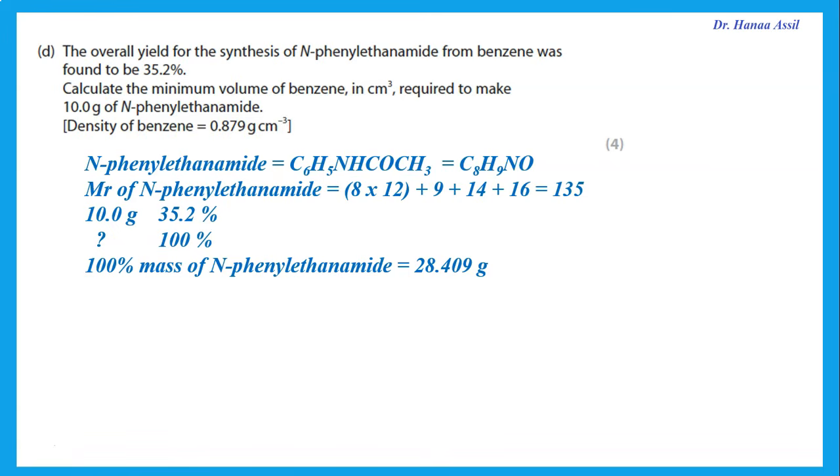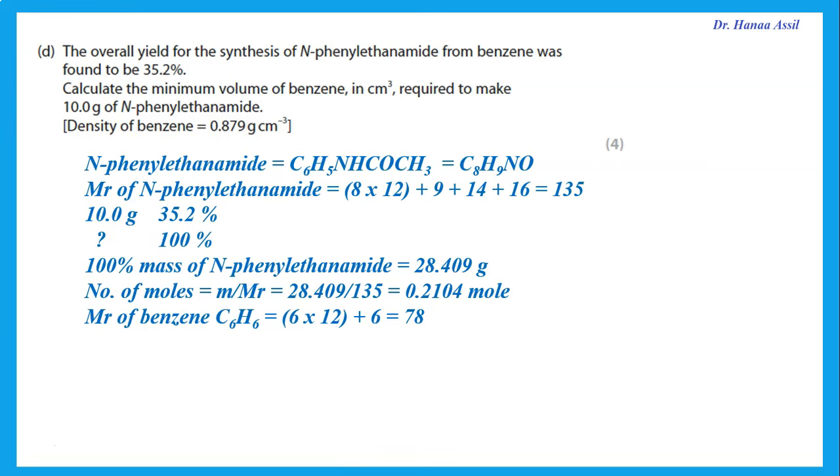Now, based on that, we need to calculate the volume of benzene required. So, number of moles of the N-phenylethanamide is the mass over the molecular mass. So, that's number of moles of the product. That would be the same as number of moles of benzene. Now, MR of benzene is 78, so the mass is the number of moles that we got times the MR, which is 16 grams. So we're supposed to start with 16.4 grams, but we're required to calculate what?